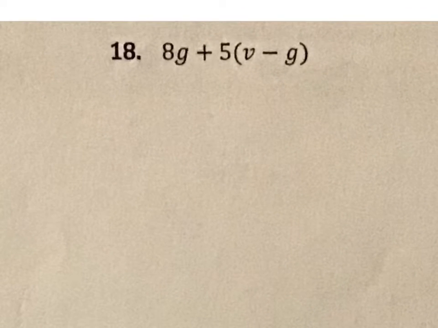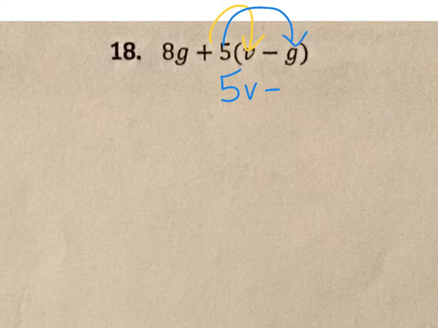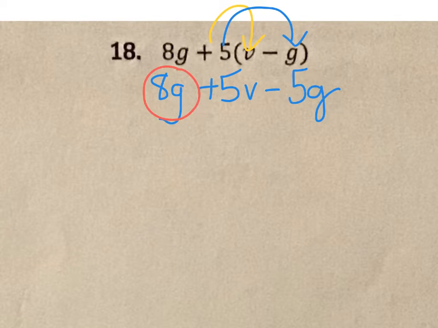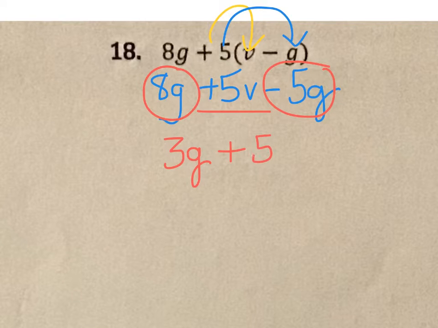All right, again, I see another parentheses right here. I've got to start there with that piece. So 5 times v is, I can't see that either. Let's go with this. Is 5v. Bring down the minus. 5 times g is 5g. There's my plus and my 8g over here. 8g minus 5g is 3g. This is by itself, cannot be combined with anything else. So that's my final simplified expression.